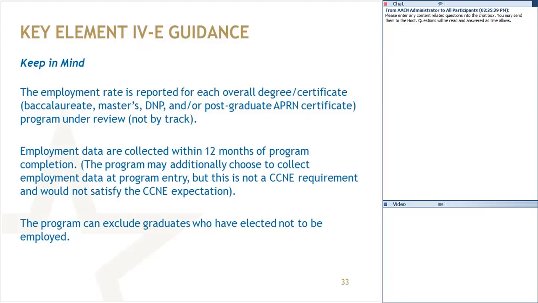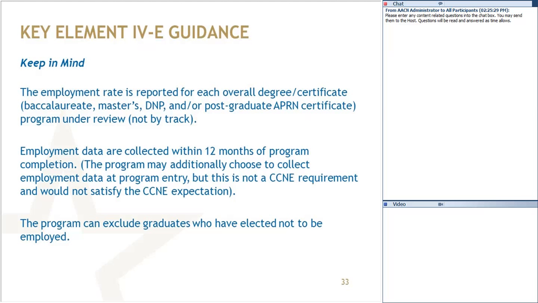So keep in mind again, the employment rate must be completed for each overall degree or certificate program. You don't report it by track, but by overall program or certificate. And employment data are collected within 12 months of completion, not at program entry. That means you can collect that data on an exit survey as your students are graduating from the program. I think in the earlier days, most of our baccalaureate students all had a job offer lined up as they were exiting our institutions. And then the job market got a little tighter.